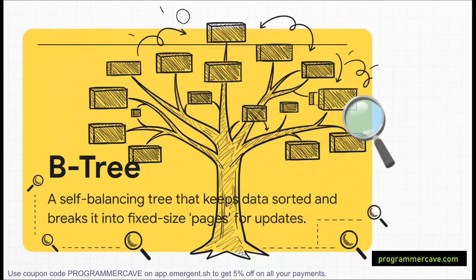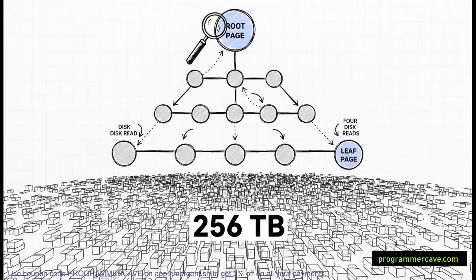These pages are organized into a tree structure that, and this is the key, is always kept balanced. This structure is designed to keep related data physically close together on the disk, which makes reading a range of information incredibly fast. The real power of a B tree is in its structure. To find any piece of data, you start at the top, at the root page, and you just follow pointers down until you hit the correct leaf page at the bottom.